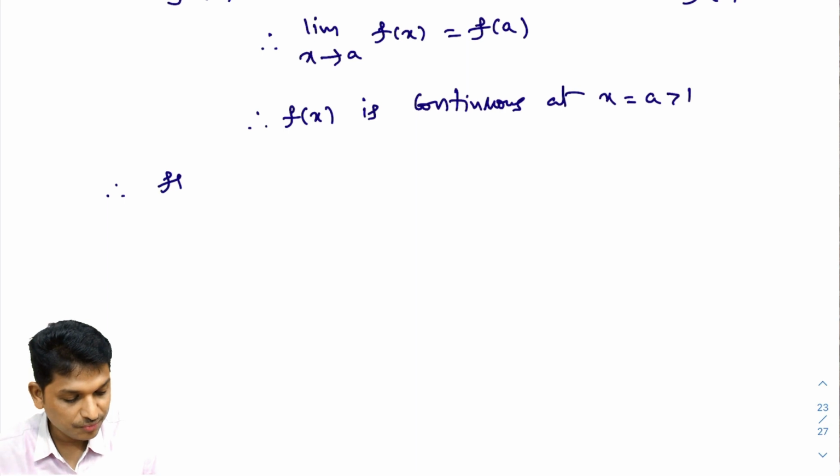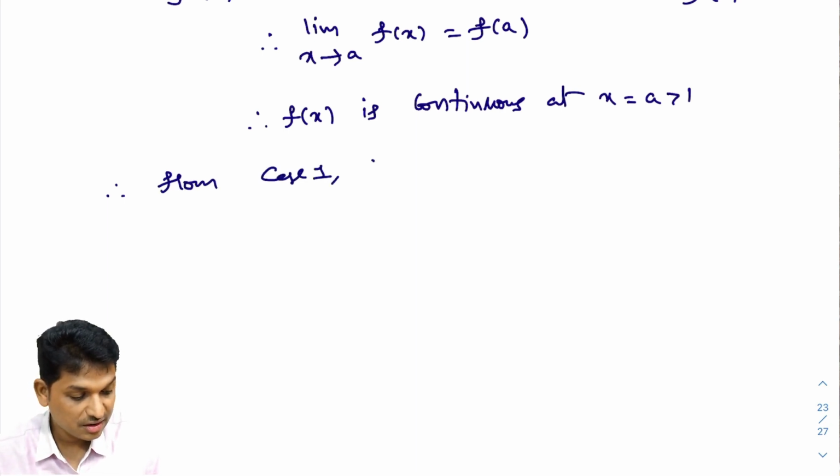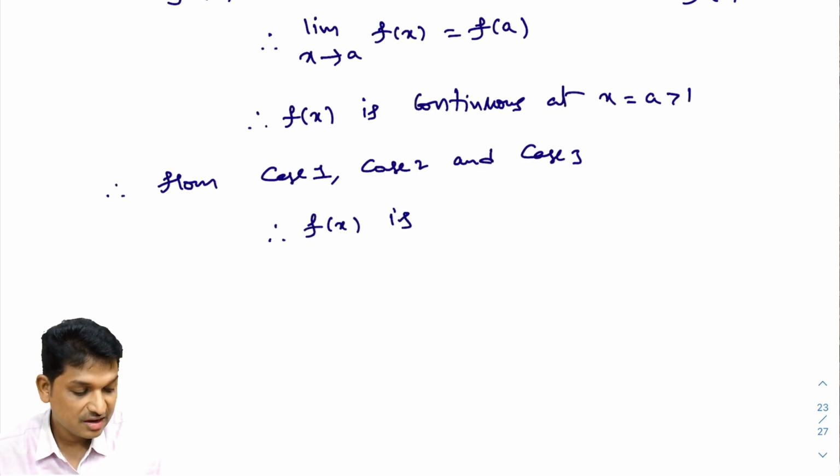Therefore, from case 1, case 2 and case 3, what is the conclusion? f of x is a continuous function. Continuous function means what? It is continuous everywhere.